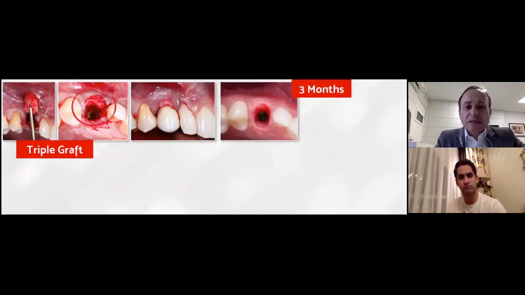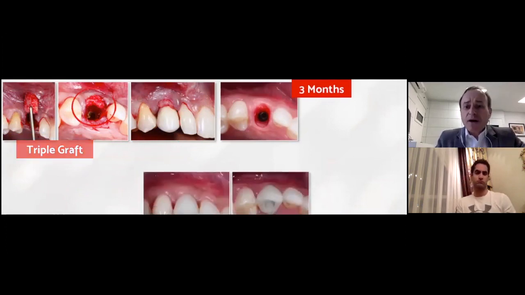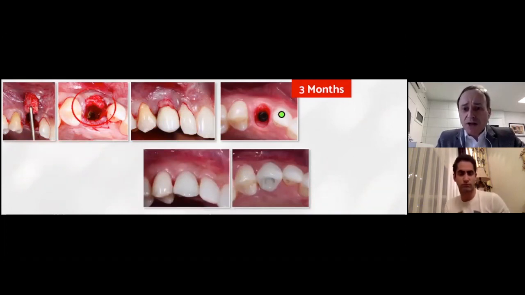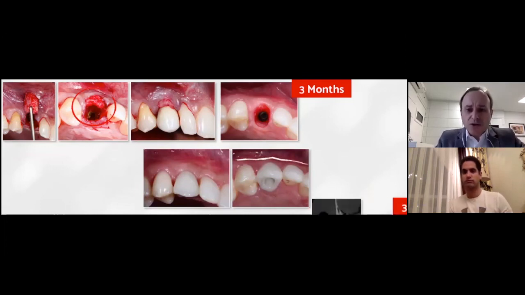And we left part of the soft tissue exposed. There is no problem right here. In 3 months, we have the soft and hard tissue completely healed. We took the impression and made the final restoration. And you can see here the maintenance of the anatomical contour of the soft tissue.